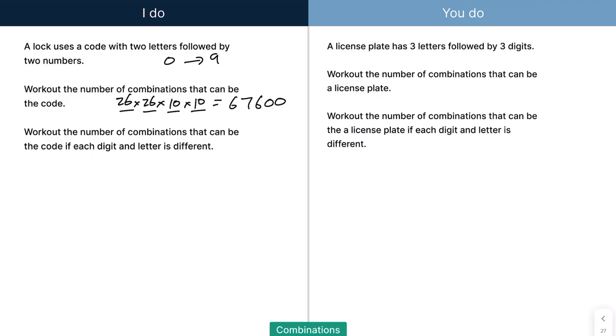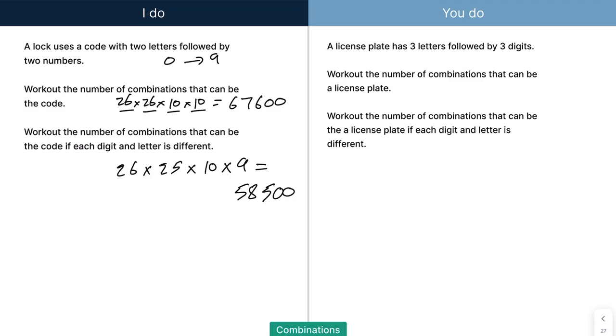Now for the second one, it's just saying the exact same thing. That can be the code if each digit and letter is different. So we have 26 letters the first time. Since we can't repeat the same letter, we then have 25. And again, we have 10 digits the first time, but because we can't repeat, we then have one less. So we have 26 times 25 times 10 times 9, and that gives you 58500.